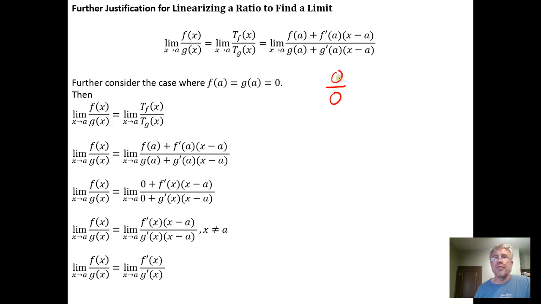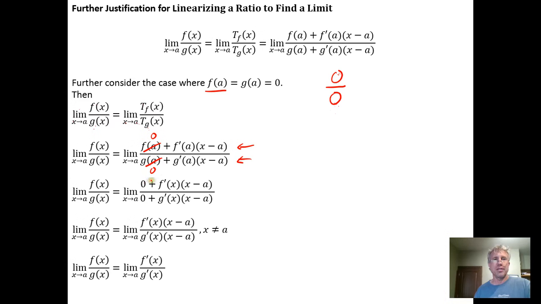So let's consider the case when we have the indeterminate form 0 over 0. Well, if we have the form 0 over 0, that means that f of a is 0 and g of a is 0. So let's play with this a little bit. If the limit as x goes to a of the ratio of f and g is the same as the limit as x goes to a of the ratio of the tangent line approximation of f over the tangent line approximation of g, we can sub in those two tangent line approximations. And in the case where we have the indeterminate form 0 over 0, f of a is just going to be equal to 0 and g of a is just going to be equal to 0. So it's going to simplify like this.